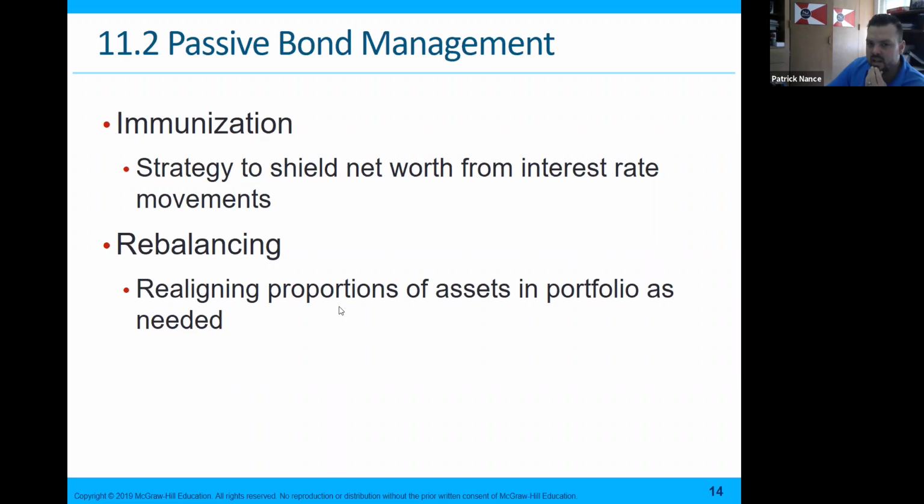Rebalancing is realigning proportions of assets in a portfolio as needed. So as we go along and we notice that things are changing, rebalancing, buying more, selling certain assets to rebalance, especially if we're going for something like immunization.